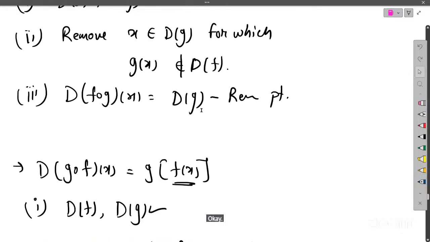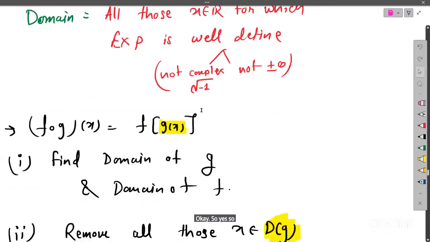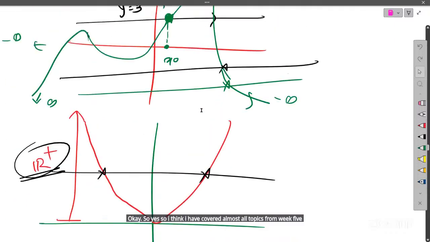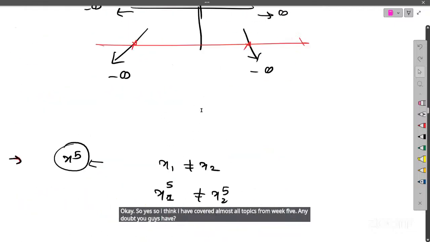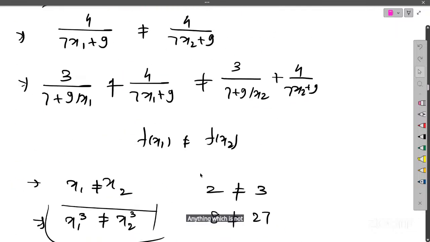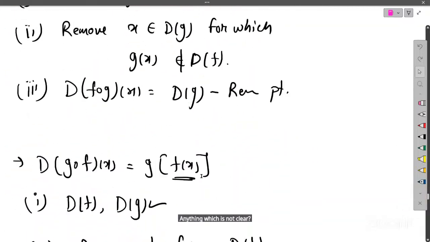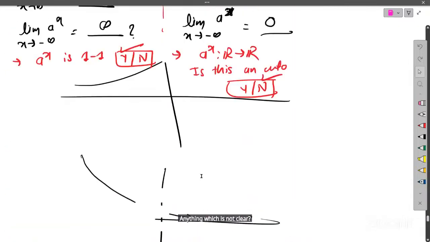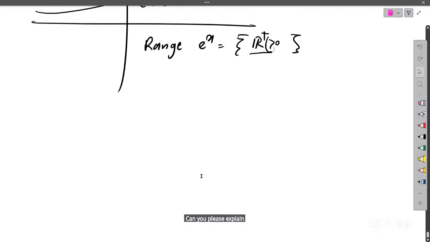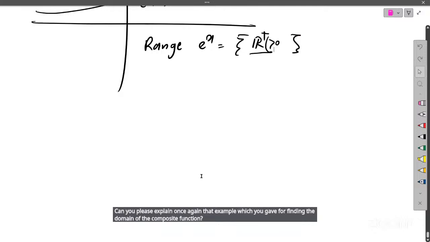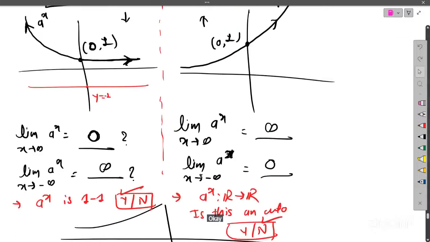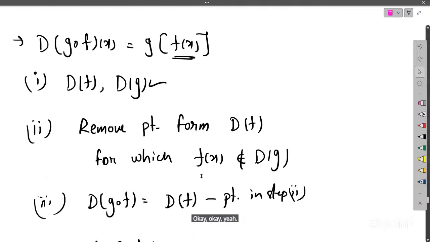So I think I have covered almost all topics from week 5. Any doubt you guys have? Anything which is not clear? Can you please explain once again that example which you gave for finding the domain of the composite function? Okay, yeah.